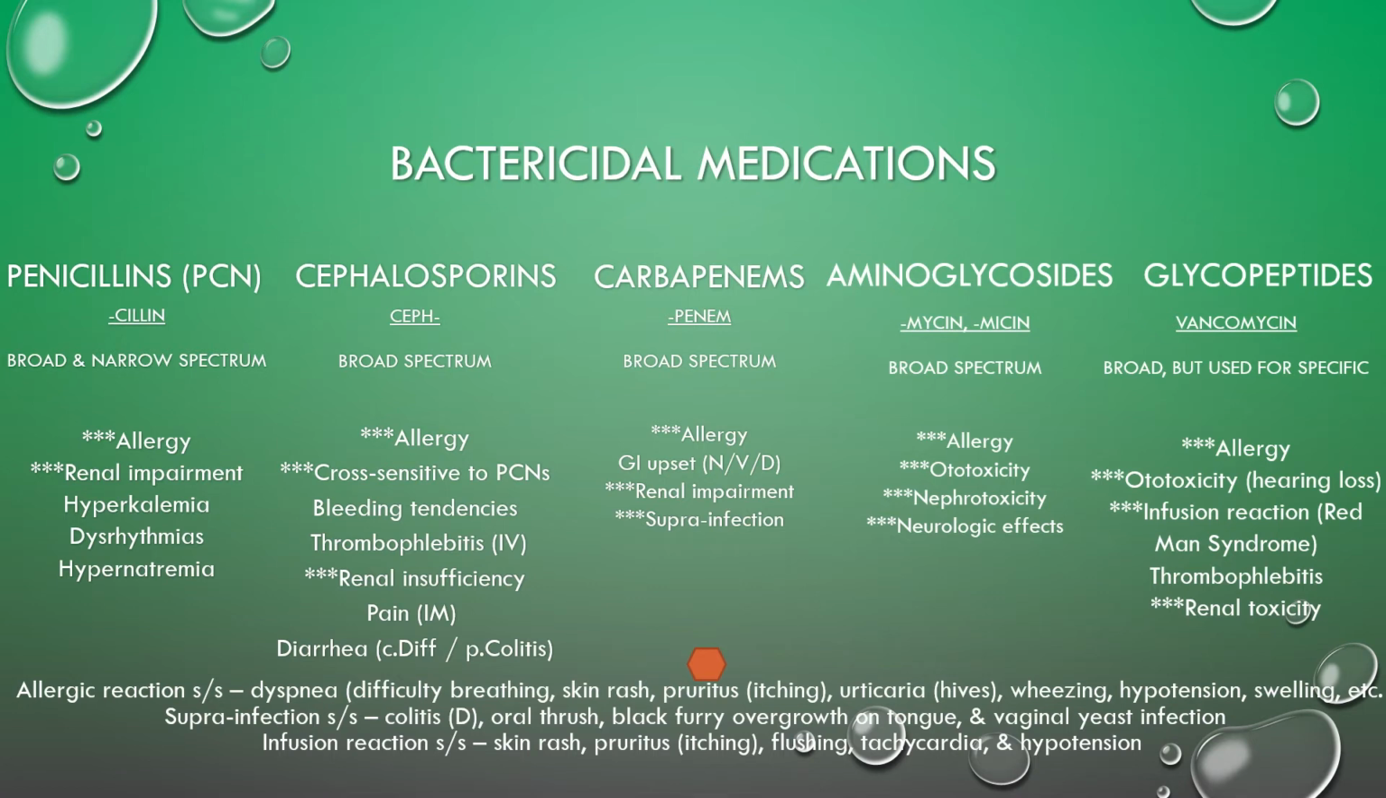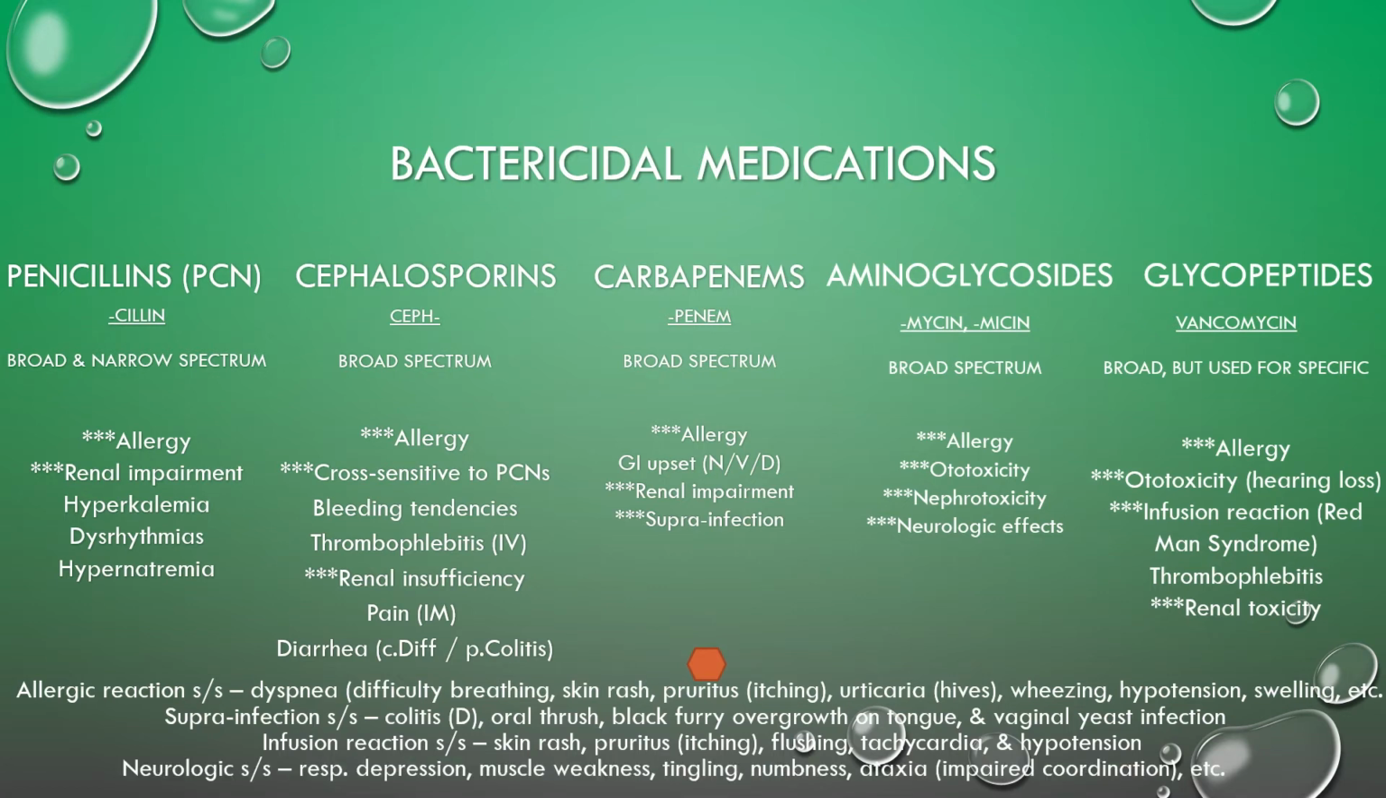An infusion reaction. So this red man syndrome is so they'll have a skin rash, very bright red. That's why it's called red man syndrome. Very bright red skin rash, pruritus, flushing, tachycardia, and hypotension.